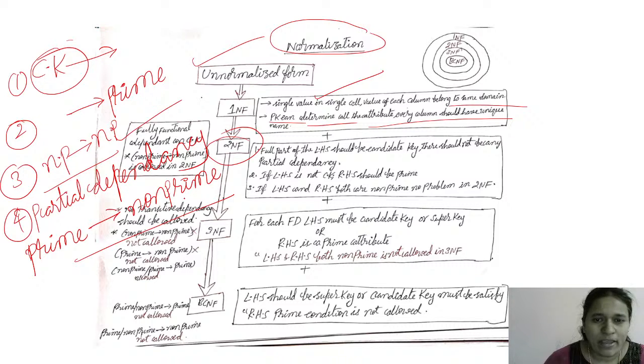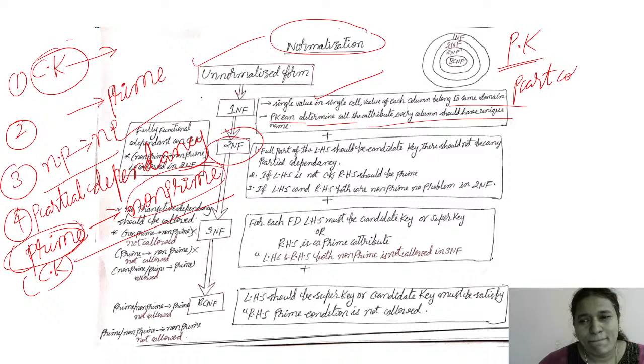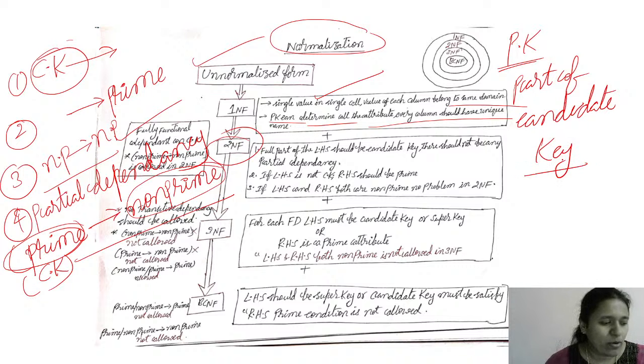partial dependency. That means a non-prime attribute should be fully functional dependent on candidate key. It should not be prime attribute. What is prime also we have discussed. Prime means it is a part of candidate key. Part of candidate key is called prime. Okay, I hope you are clear with this second normal form.